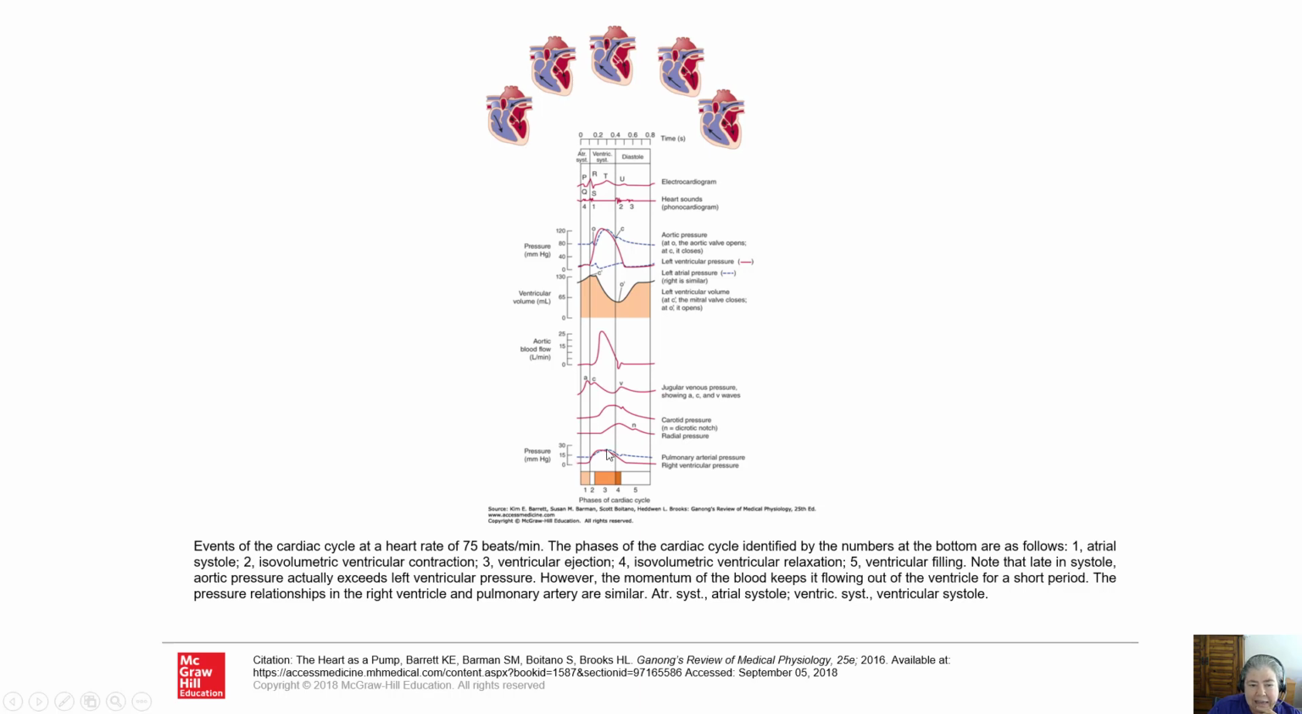So at the peak of right-sided systole, right ventricular and pulmonary pressures are about 20 millimeters of mercury, whereas at the peak of left ventricular systole, ventricular and aortic pressures are at about 120 millimeters of mercury. So big differences. When I'm saying that the right side is a low pressure system, I mean it. And all of this is taking place in about a second, or a little less than a second.